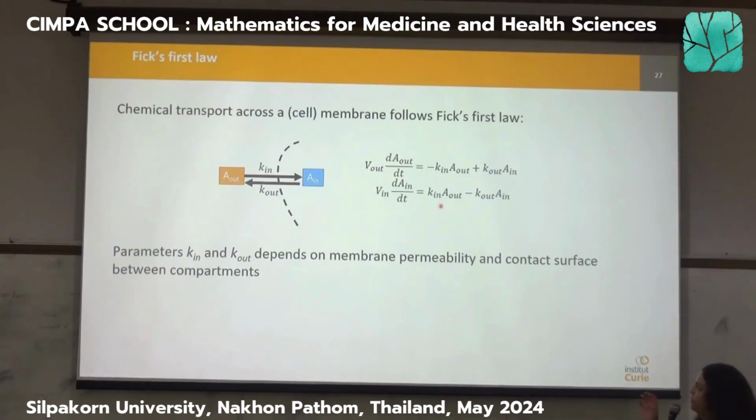So the K in will depend on several things, including membrane permeability, of course. If your membrane is thicker or more permeable, the parameter will change, and it may also depend on other things like temperature and pressure, and of course on the contact surface, the surface that the two compartments share. If you have a large contact surface between the two compartments, you will have a higher probability to pass through this surface. That's it for Fick's law. Quite simple, I guess.